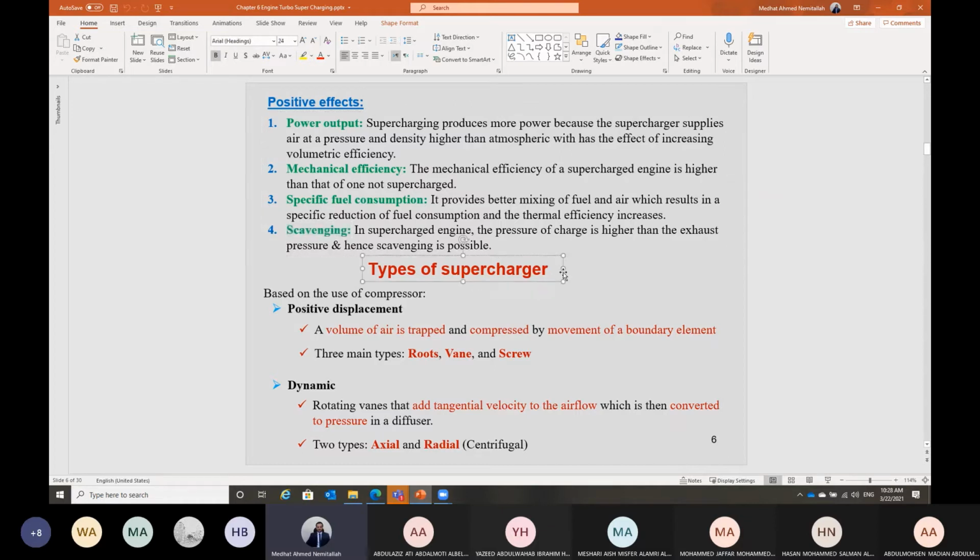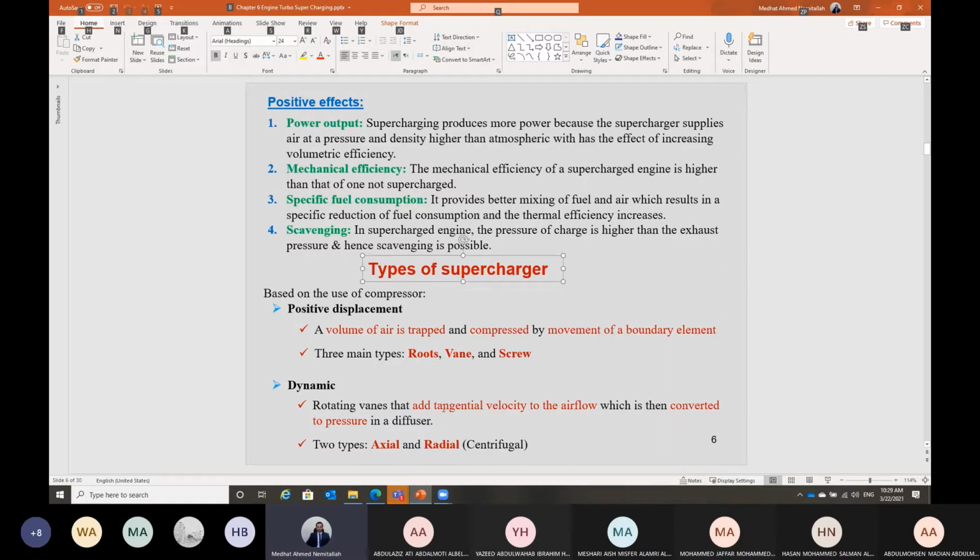Okay, the types of superchargers, guys. Here we are talking about the supercharger. We have the positive displacement type, in which a volume of air is trapped in the compressor, and through the movement of the boundary we can reduce this volume so that we can increase its pressure. So we call it positive displacement. It can be roots type, vane type, or screw type. We have another kind of compressor design for the superchargers. We call it the dynamic compressor. A dynamic compressor can be either axial or radial, which we also call centrifugal.